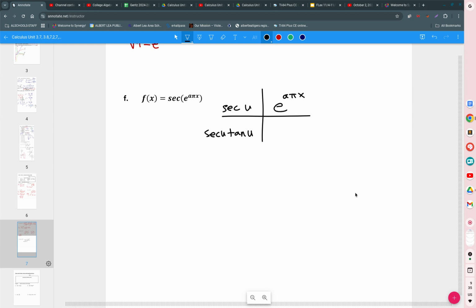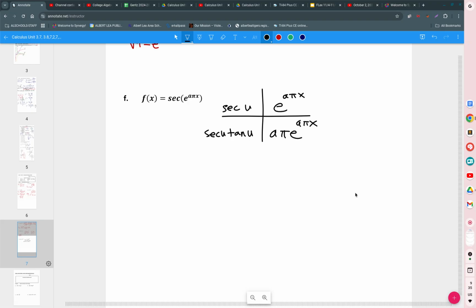All right, okay. E to the a pi x. Remember what we just talked about. When it's e to something, you can just take the derivative of the exponent. And there's a constant in front here. So if it was 9x, the derivative would be 9. So if it's a pi x, then the derivative will be a pi. So we have a pi times e to the a pi x.